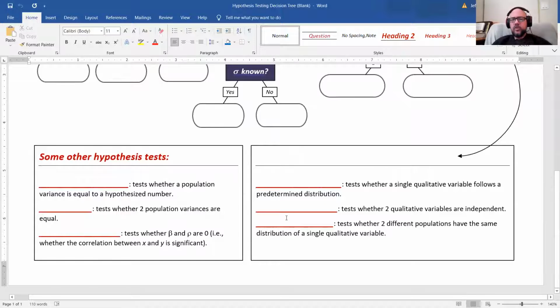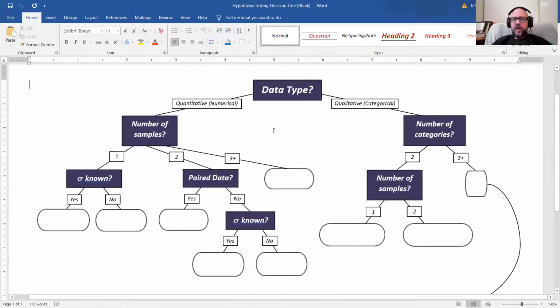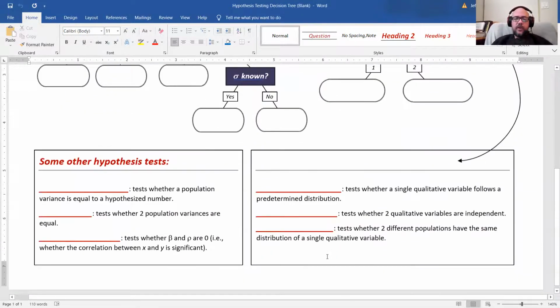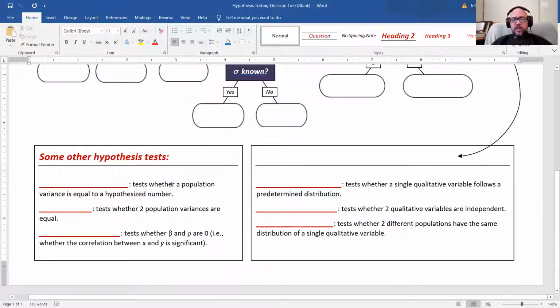So you can figure out from the context which test you should do just by working through the flowchart. For instance, "blank tests whether a population variance is equal to a hypothesized number." Well, that is a chi-square test of a single variance. Or "blank tests whether two population variances are equal." That's a 2-sample F test, right? And so you can tell from the description of what it does what test you should do.